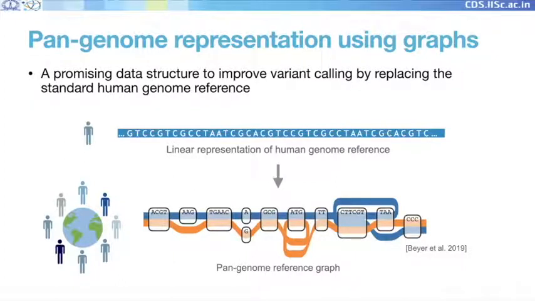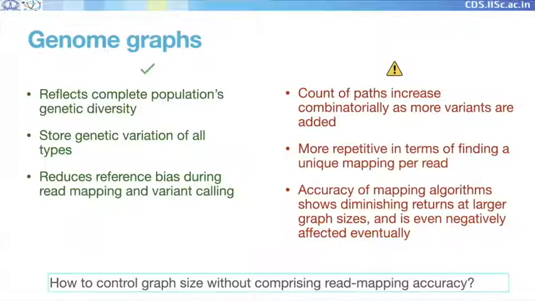Graph-based pangenome references have gained significant traction during the last few years, given their ability to represent genetic diversity in a population. By storing the genetic variation, genome graphs help bridge the difference between a donor genome and a reference, and thus reduce reference bias during variant calling.